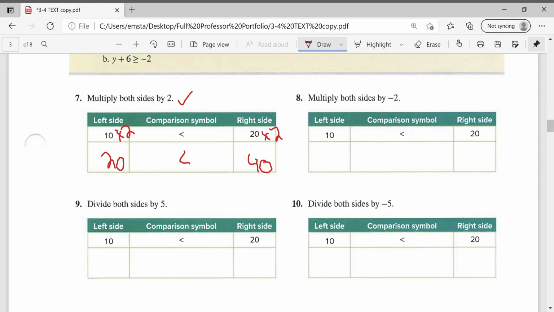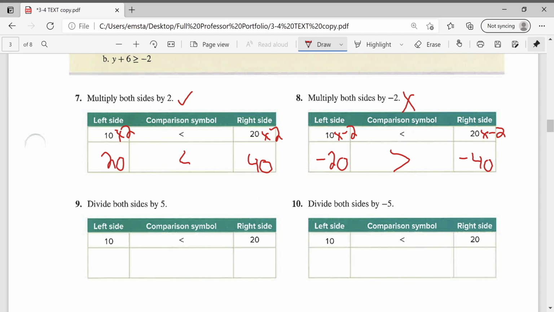Let's see what happens when we multiply by a negative number. So multiply both sides by -2. We know 10 was less than 20. It becomes -20 and -40. Is -20 less than -40? Uh-oh, we have a problem. -20 is greater than -40. So when I multiply by a negative number, it changes my inequality.